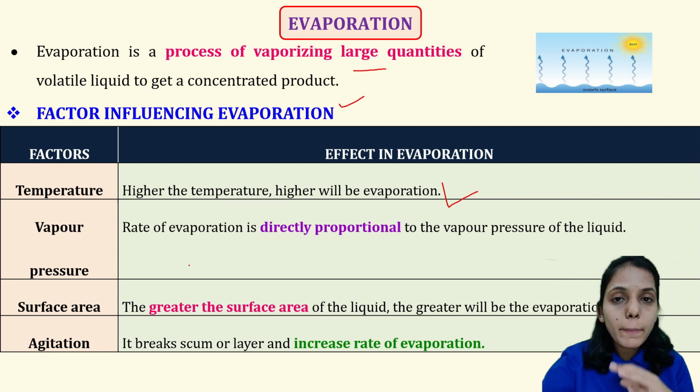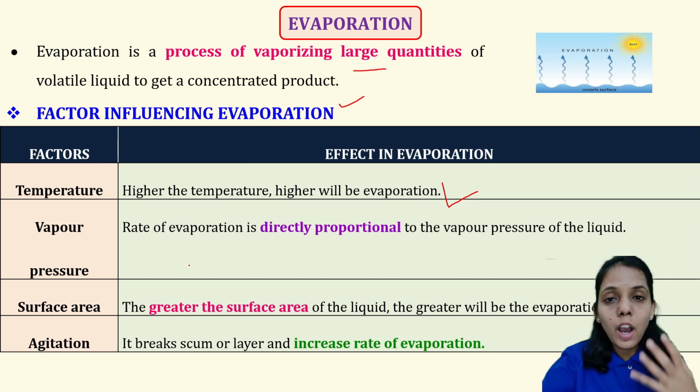Vapor pressure, remember what is vapor pressure. For example, if you fill a glass of water or a bottle of water, there are certain molecules existing above that liquid, which are creating their own pressure. So it is known as vapor pressure. Every gas molecule exerts its own vapor pressure. So the rate of evaporation is directly proportional to the vapor pressure of the liquid. This liquid will also have its own vapor pressure. So higher the vapor pressure, higher will be the rate of evaporation.